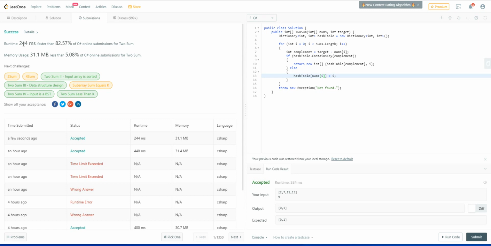Now the runtime is 244 milliseconds. It says faster than 82% of C# submissions, which I think is good enough. The reason this solution is much faster than the last one, if you remember the last runtime was 400 milliseconds, only 43% of all C# submissions, is that we did a one-pass scan of the array instead of a nested loop. So our runtime complexity is big O of n, n being the length of the array, which is linear. In other words, the last time the runtime complexity was big O of n squared because of the nested loops.